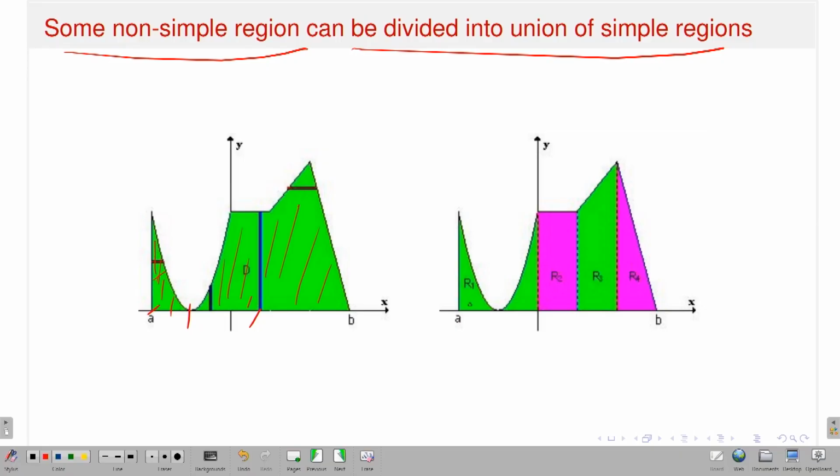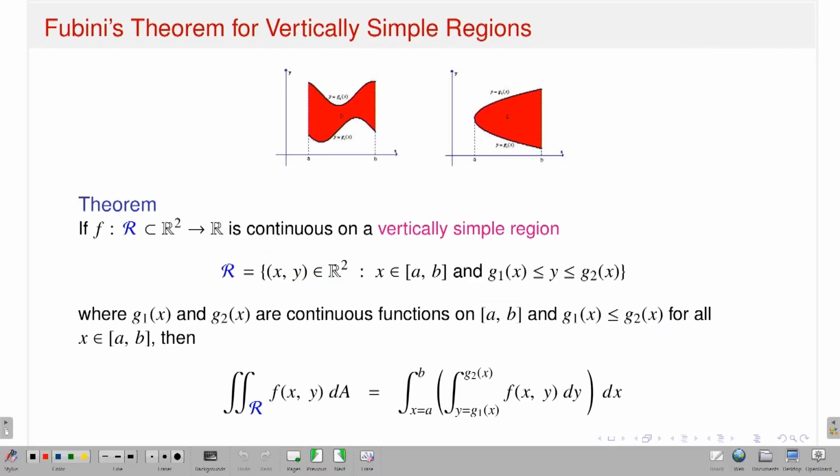Similarly, you have another region. Suppose the whole is a non-simple region. However, I can break it up into this one region, okay. This is another region, this is another region, this is another. So, therefore, you can break your non-simple region into finitely many simple regions, and then you may ask, okay, can I calculate the double integral and iterated integral. Okay. So, let me see at least for the vertically simple region how to calculate double integral or iterated integral.